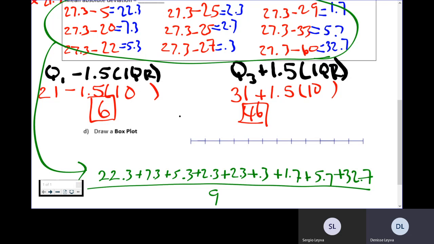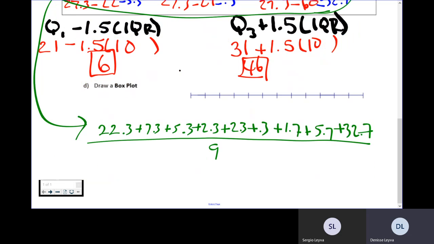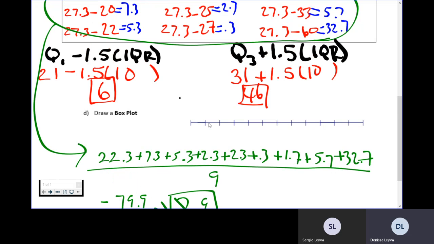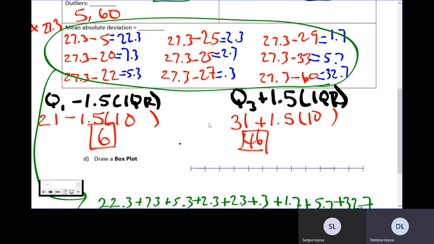That's going to give me 79.9. And then I'm going to divide 79.9 by 9. It's going to give me 8.89, 8.9. So that is 8.9 here, and that's going to give me my mean absolute deviation.